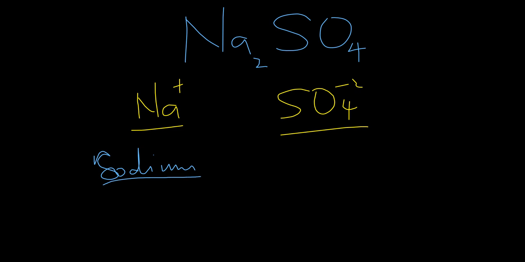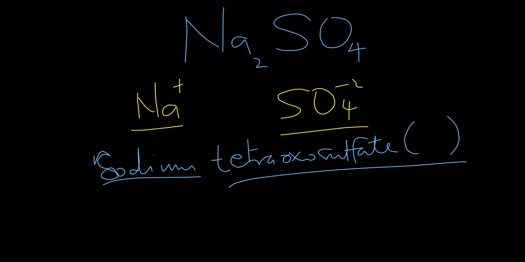The oxo-anion will start with the tetraoxo because we have 4 oxygens. So that is tetraoxo and then sulfate. Then we bring our parenthesis in which we're going to write the oxidation state of the sulfur.